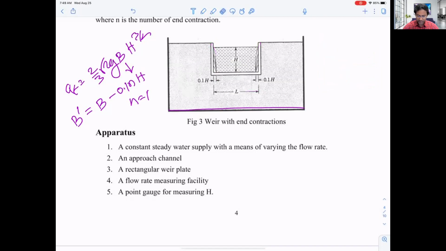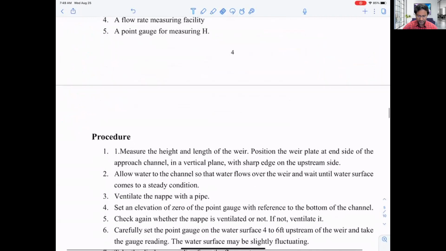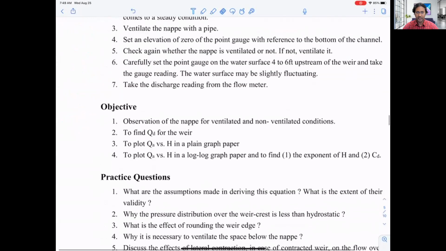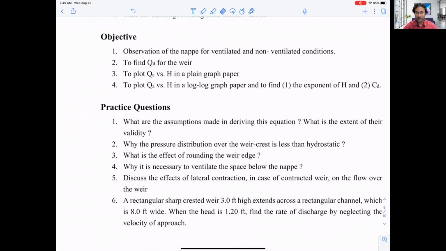So then our equation should be revised this way. We'll solve one mathematical calculation, then we'll understand what is actually happening. Okay, so let me quickly show you that. Our main objective for today is observation of the nappe for ventilated and non-ventilated condition. So we have to use one pipe in order to insert air so that it will fall freely. Then the flow rate will be increased, and we'll find Cd as before, and we'll plot Q_a versus ACE on plain graph paper. We'll see that, and then we'll calibrate the instrument.